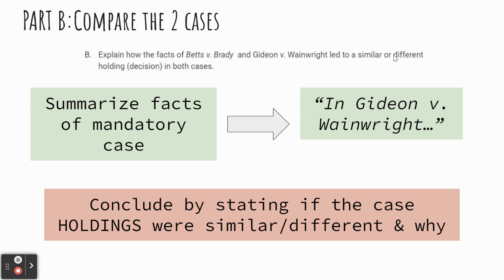Make sure that you make the comparison based on the outcome of the case, not individual little details. Like this was about a guy named Betts and this was about a guy named Clarence Gideon. It's not the details that are different. It's the outcomes that you want to focus on.